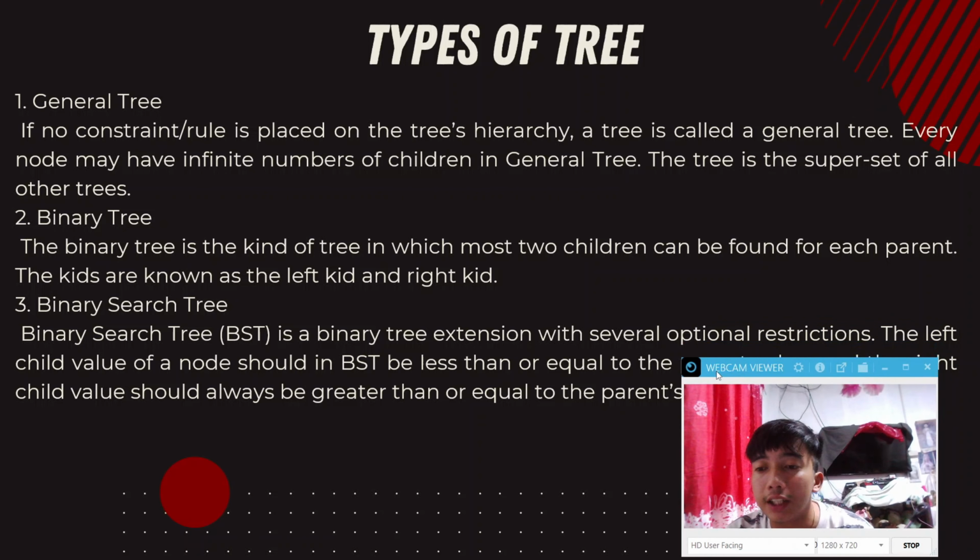So a binary search tree, or BST, is an extension of a binary tree with specific constraints. In a BST, the left child value of a node must be less than or equal to the parent value, while the right child value must always be greater than or equal to the parent's value. This ordering property facilitates efficient search operations.